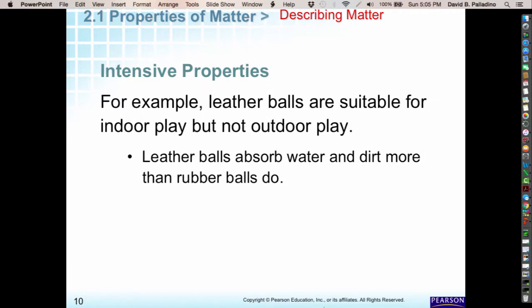For instance, leather balls would be very good for inside, but leather will absorb water. So it's better to have the rubber ball outside. Leather will also absorb dirt and pick up some more mass maybe, and maybe it won't be as easy, or people can hold on to it and it might not be fair in the game.